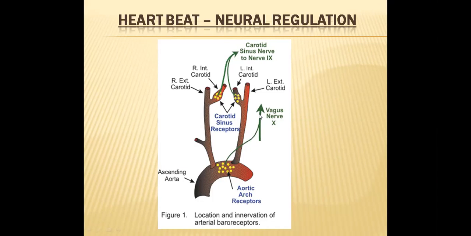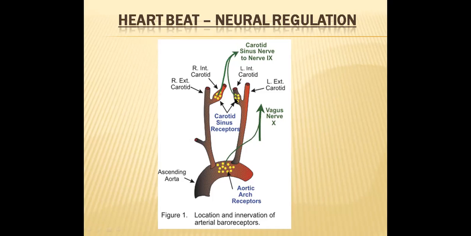In the vagus nerve, afferent and efferent fibers are there. The afferent fibers send information regarding blood pressure from the aortic receptors. So the 10th nerve, the vagus nerve, collects information regarding blood pressure from the left systemic aorta, and the ninth cranial nerve, the glossopharyngeal nerve, collects information of blood pressure from the carotid sinuses.